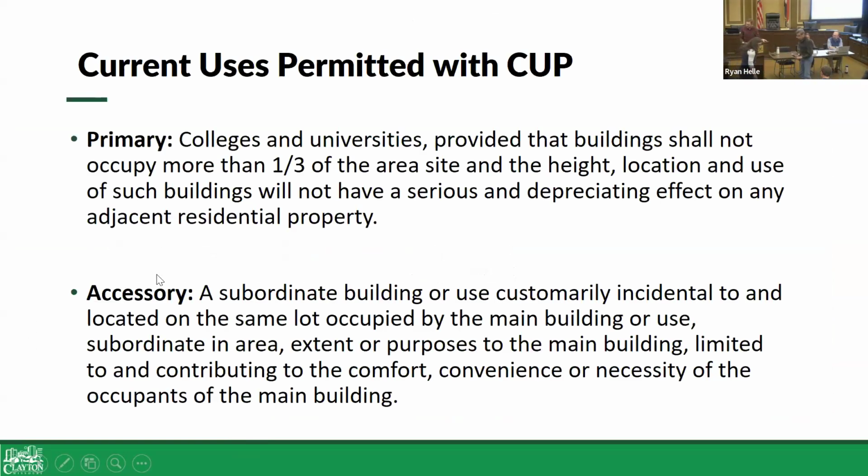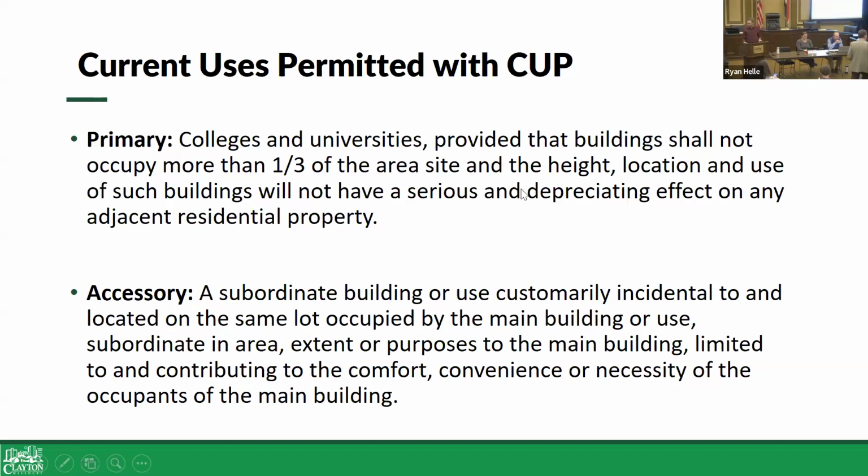Yeah, so let's get into the uses. Again, current uses permitted with the CUP, and we talked about this already. And this was actually read by someone in the audience, which is colleges and universities, provided that buildings shall not occupy more than 1/3 of the site area, and the height, location, and use of the buildings shall not have a serious and depreciating effect on any adjacent residential property. So that's what we currently have on the books in this particular area for universities.